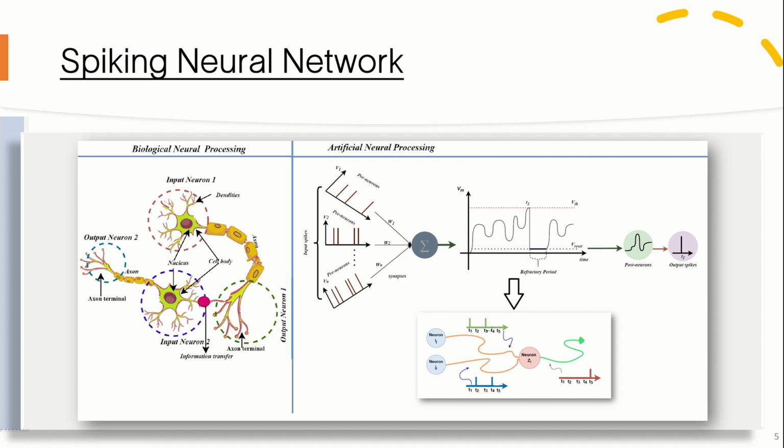And why do we use the leaky integrate-and-fire neuron model? There are a bunch of reasons. We did our primary research on this, and then we found that LIF is the best balance between cost and accuracy in classification tasks.